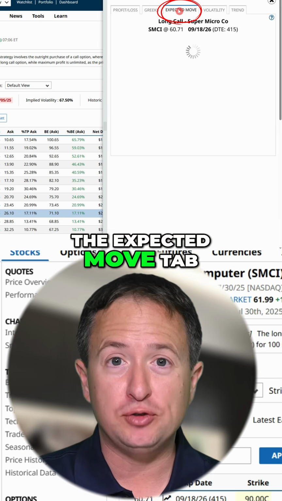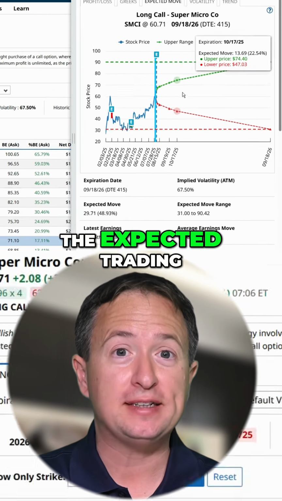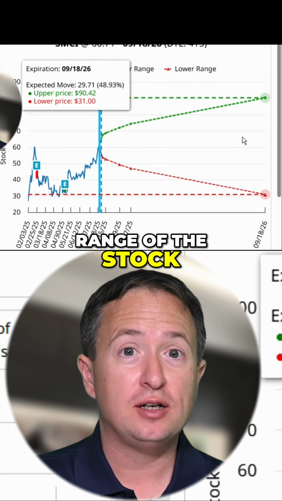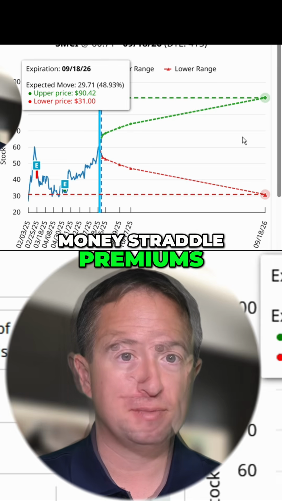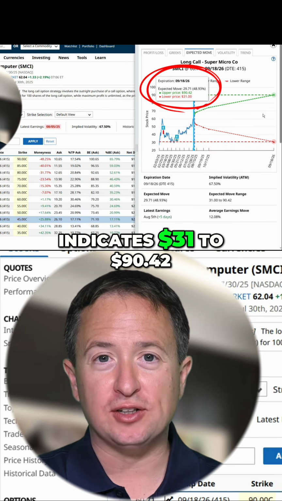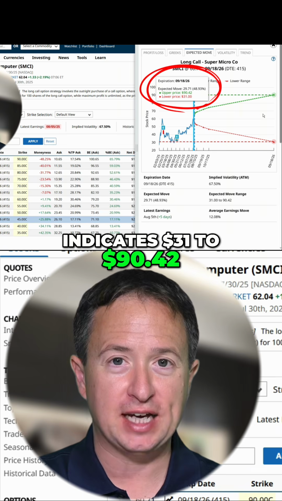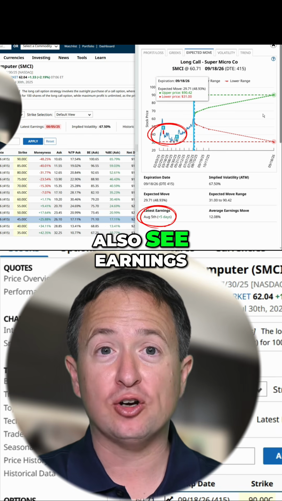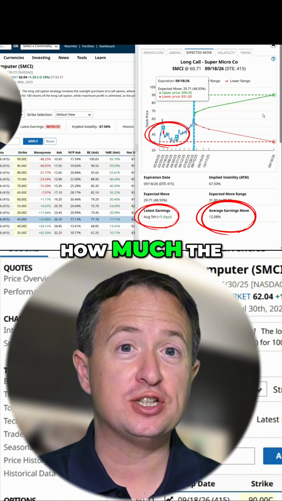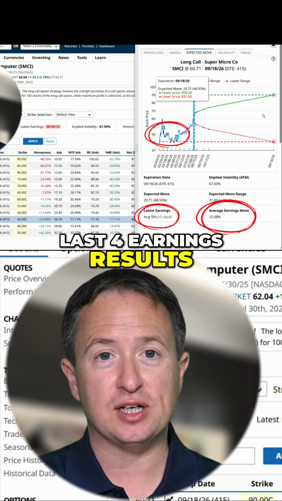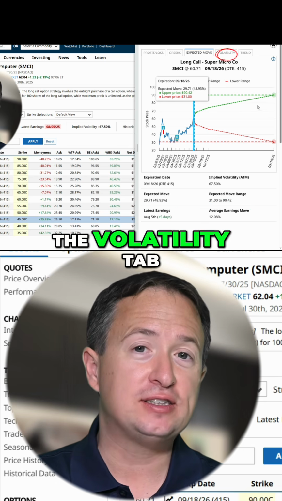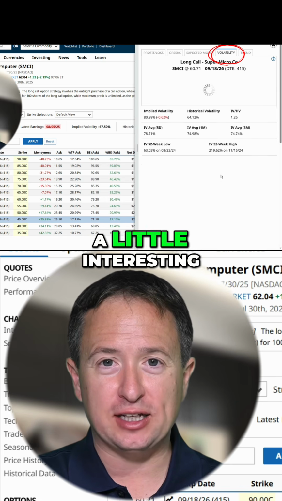Next is the expected move tab, where it graphs the expected trading range of the stock based on 85% of at-the-money straddle premiums. The range indicates $31 to $90.42. You can also see earnings details, as well as how much the stock has moved on average after its last 4 earnings results. Next is the volatility tab, and this is where it gets a little interesting.